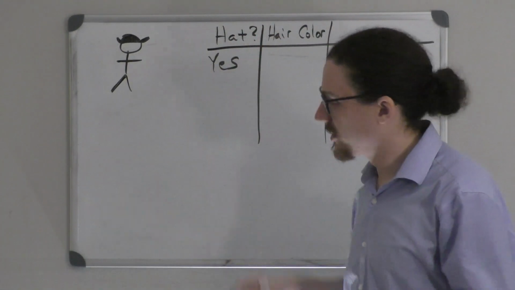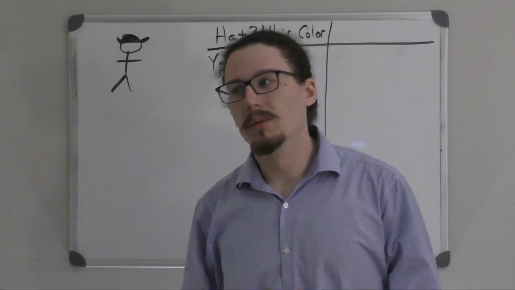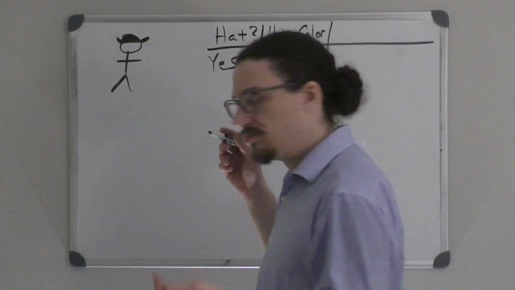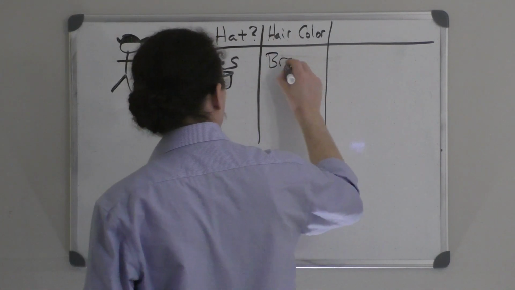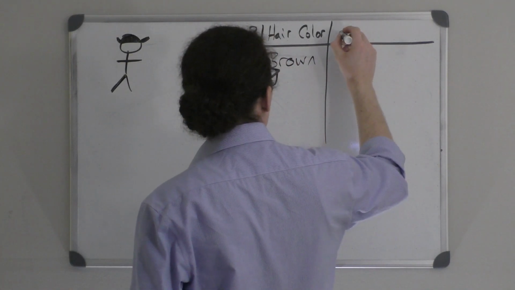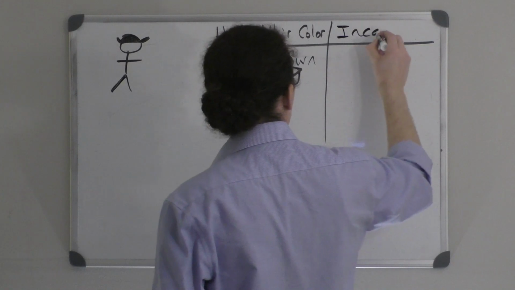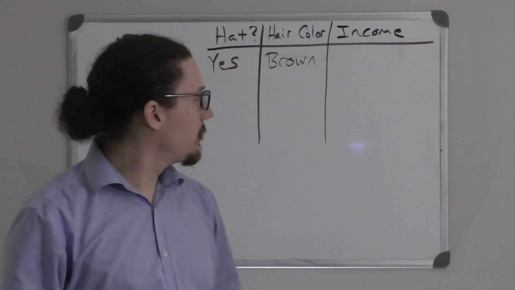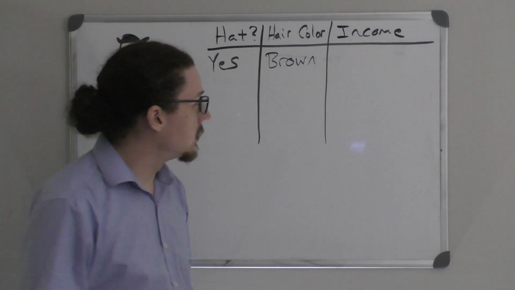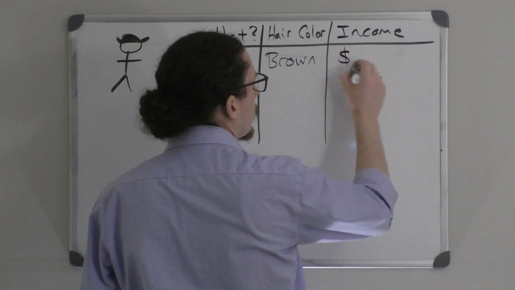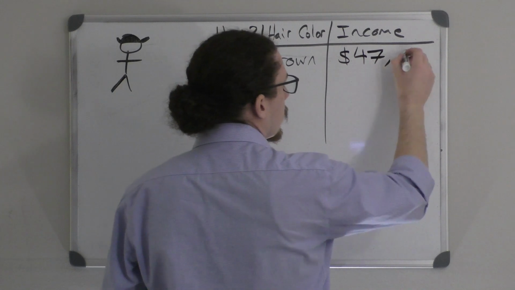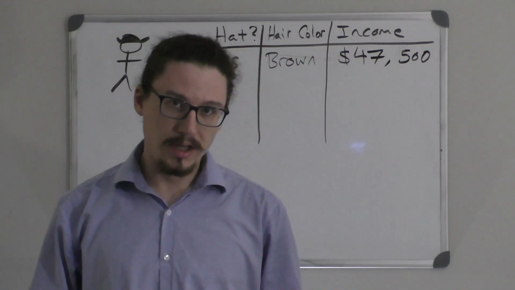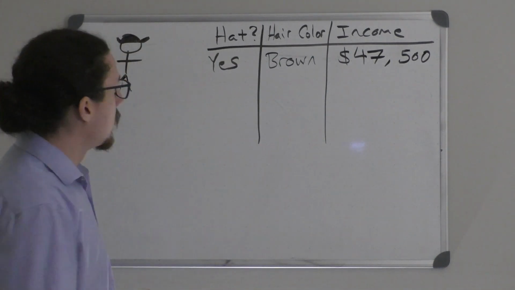Next, hair color. So we ask the guy, hey, what color is your hair? He says, my hair is brown. And then we ask him, how much money do you make? We ask him what his income is, and he does tell us that he makes $47,500 per year.